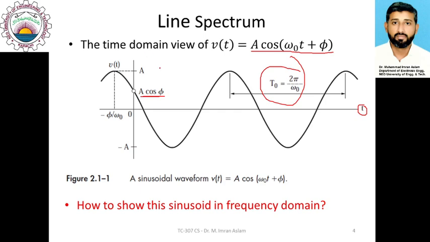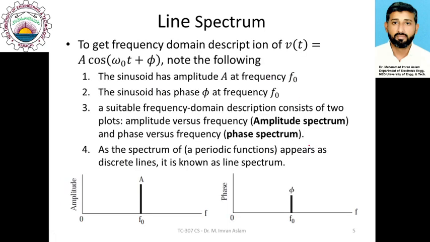The question is, is it possible to represent the same signal in frequency domain? So how can we show this sinusoid in frequency domain? In order to show this sinusoid in frequency domain, of course we would be taking the frequency as an independent variable. So if you think of the signal in terms of frequency, you would need to observe a few things. First thing, you should take that this signal has a constant frequency, which is represented here as omega naught.